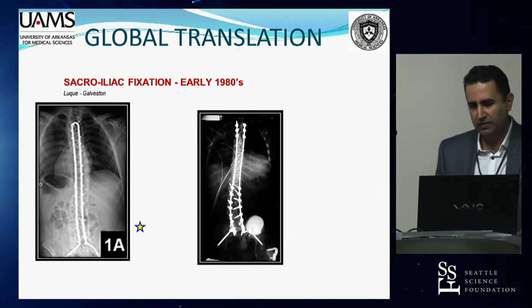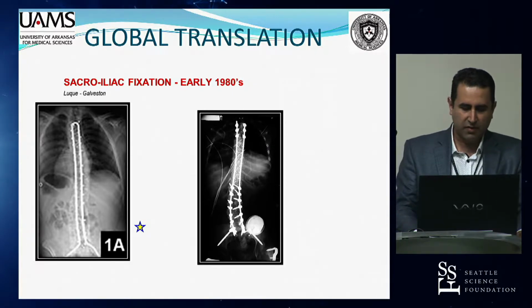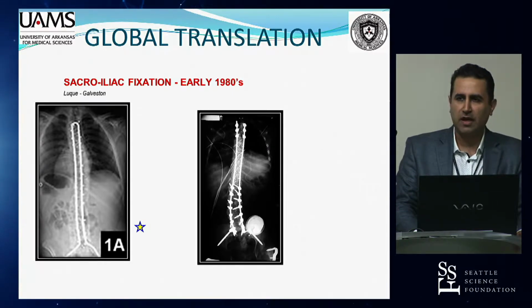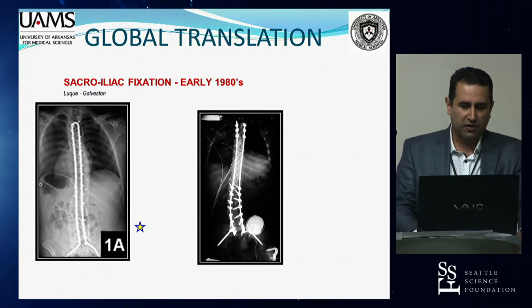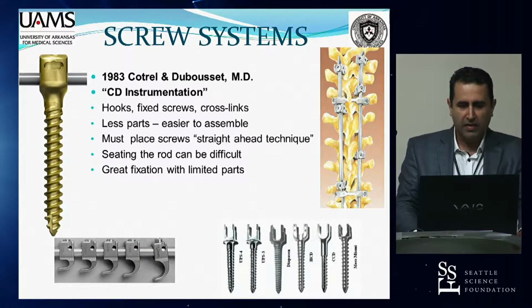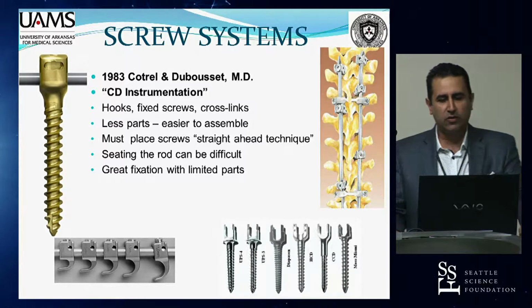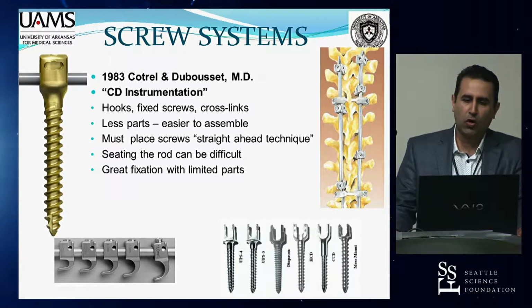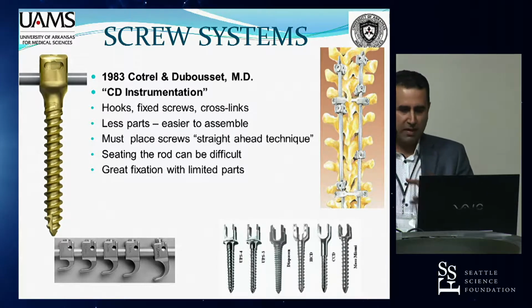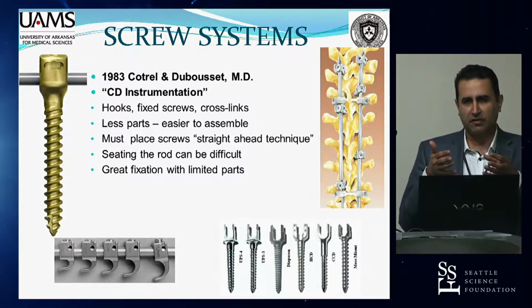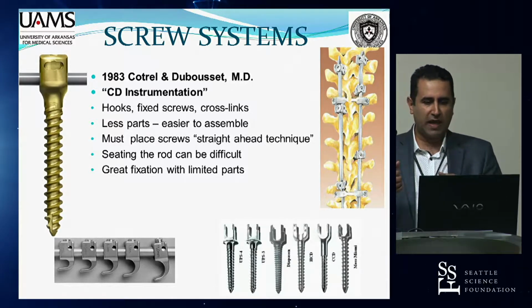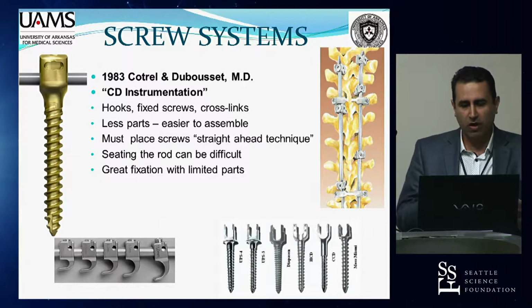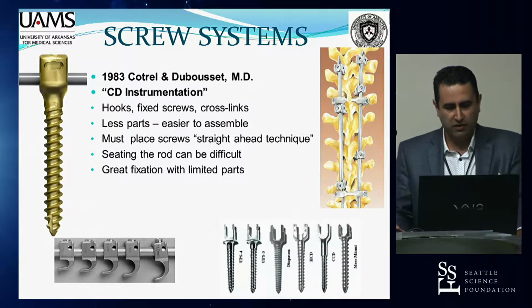And of course, you look at this and you understand some of the failures that they would have as well, such as windshield wiping and loss of good fixation in the pelvis and so on. And then came Cotrel and Dubousset, who came up with the CD instrumentation system, a combination of hooks, crosslinks, but also significantly, fixed screws. And they were able to, again, have segmental purchase or segmental fixation in terms of being able to manipulate the rod or the spine and the rod together.